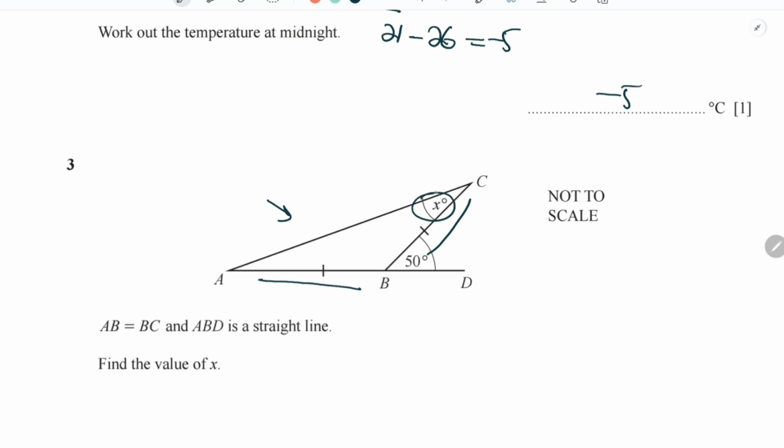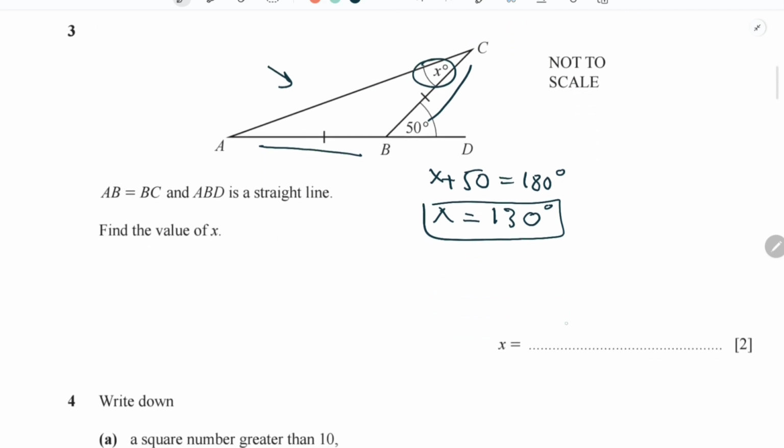So we want to calculate this value of x. Now we add the interior angle and the exterior angle. That means x plus 50 equals 180 degrees. Now x equals 180 subtract 50, so we get 130, right? So the answer is 130 degrees.